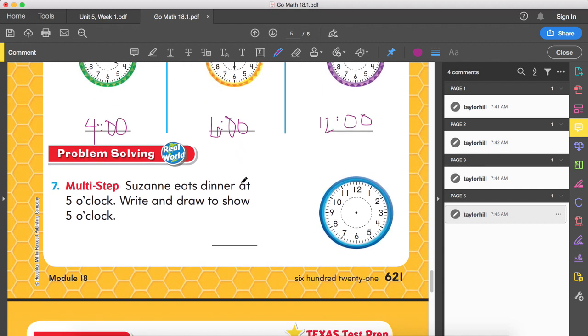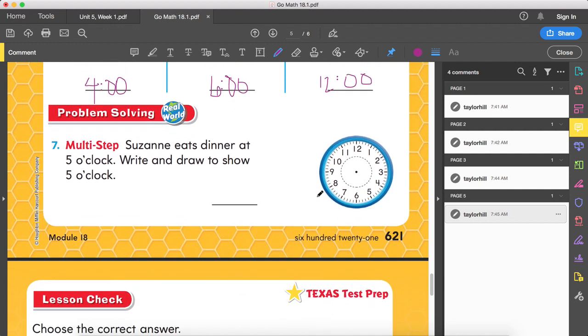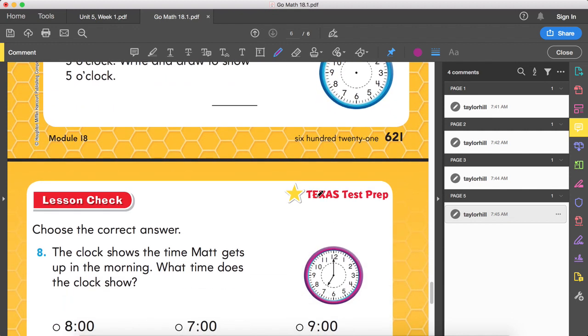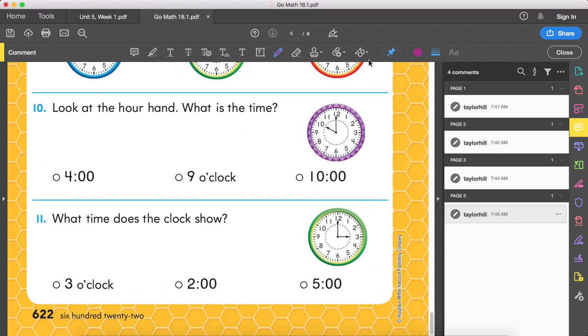All right, Suzanne eats dinner at 5 o'clock. Write and draw to show 5 o'clock. All right, so you're going to draw the minute hand facing the 12 and the hour hand facing the 5. All right, and then I want you to answer these questions on your own.